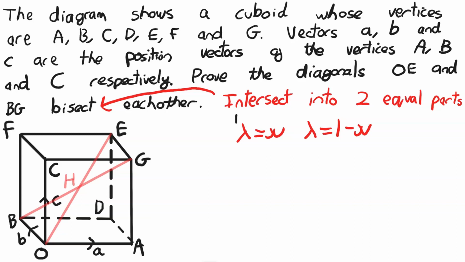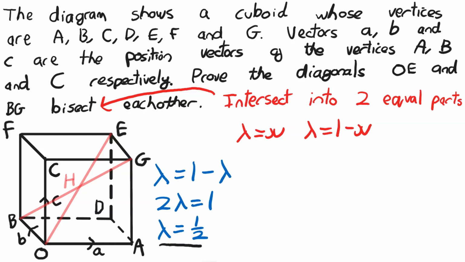Okay, so we've got here that lambda is equal to mu. So what we can do here, this mu, we can sub it out for lambda. So we can say that lambda is equal to 1 minus lambda, then move this minus lambda onto the other side to get that 2 lambda is equal to 1, and then divide both sides by 2, so we get that lambda is equal to a half, and as lambda is equal to mu, this means that mu will also be equal to a half.